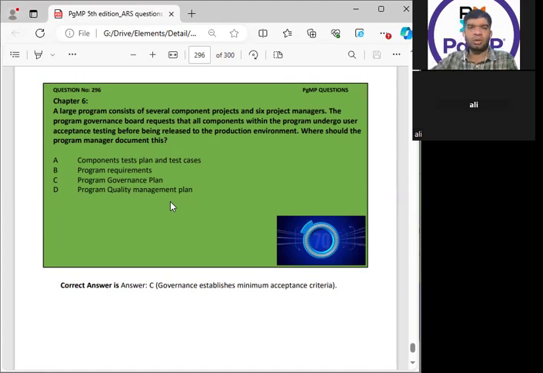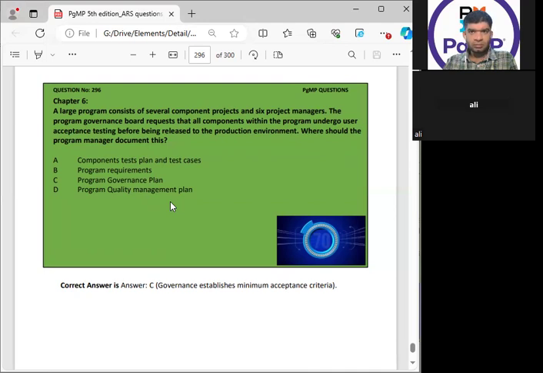I did a question in mock number 4 yesterday. That was about new rules and regulations. It was the same, about the quality assurance. The question is the same, about the component testing and everything, where the program board requested that all the components need testing by the governance board, or the CEO requested the quality assurance testing. But in the options, the governance plan was not there.